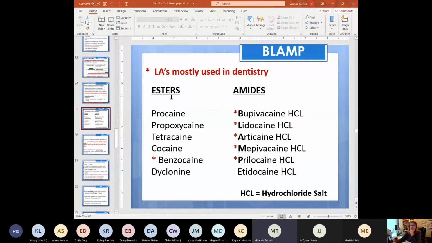And you said most of the amides are in your injections while the esters are in your topicals? Yes, in dentistry. Hospitals will still use procaine. Sometimes ENT still uses cocaine to control bleeding. But for dentistry purposes, you would be correct.